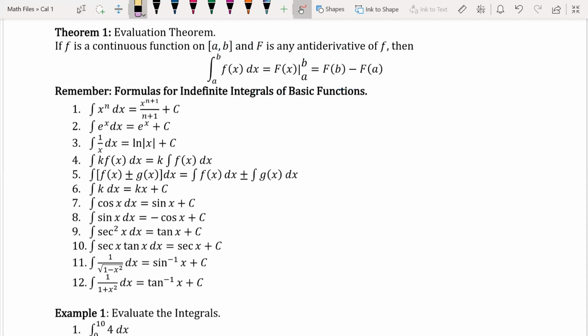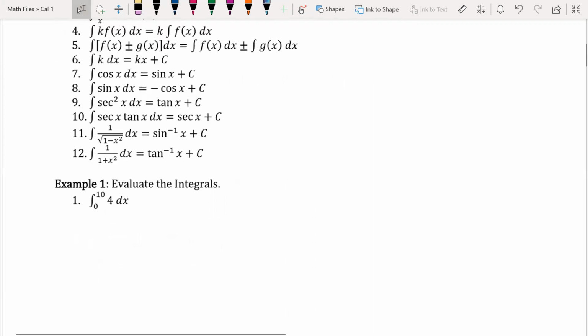Okay. So everything below are the formulas that we had last time, all the antiderivative formulas. And let's go ahead and get started.